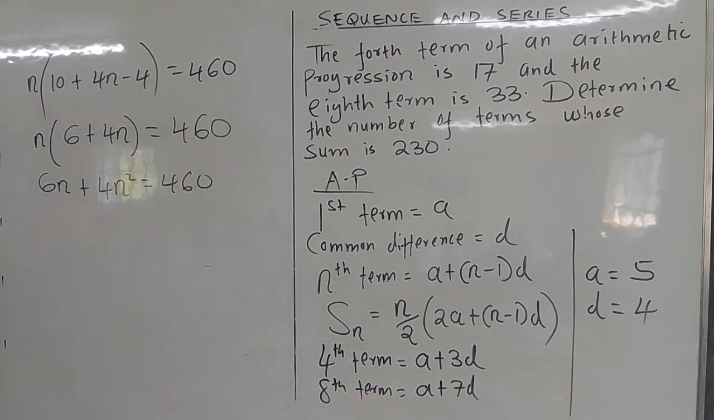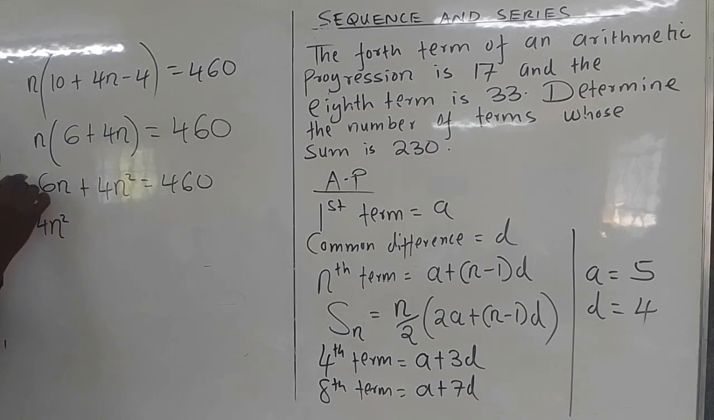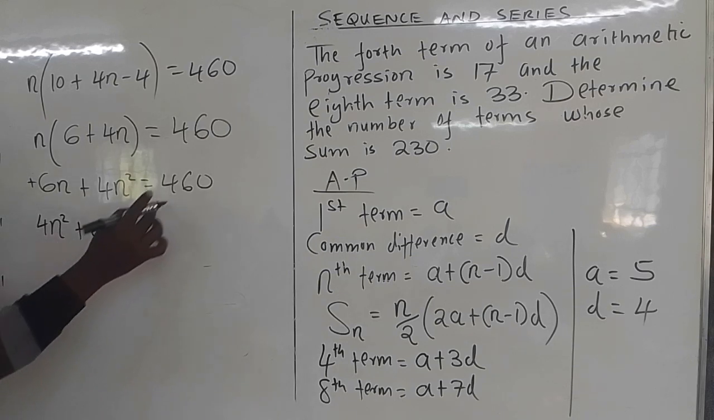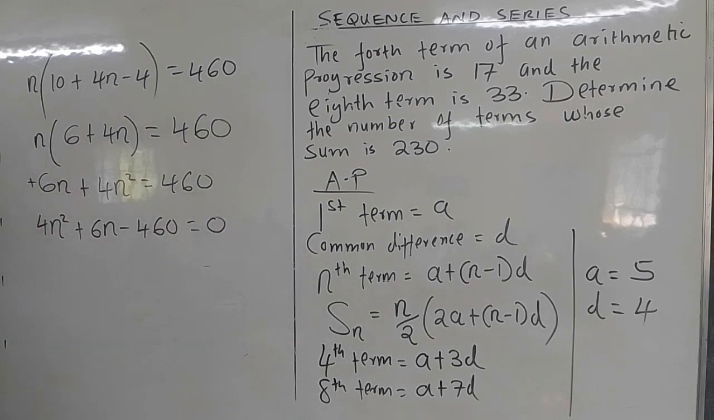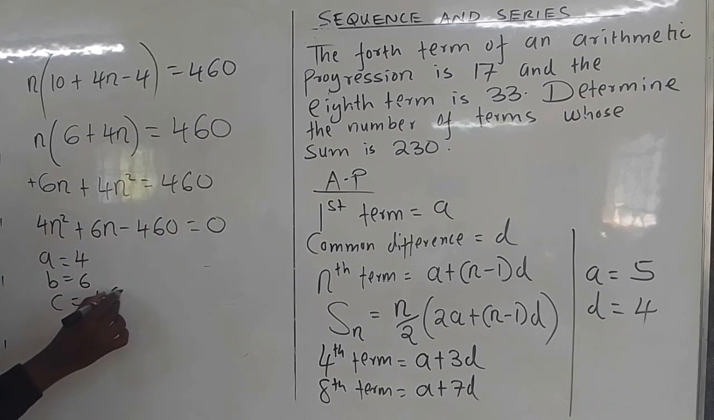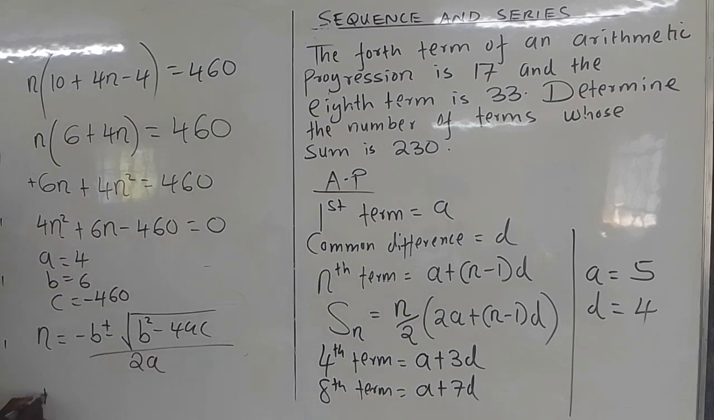So rearrange it in form of a standard quadratic equation, isn't it? Plus 4n squared starts, then followed by positive 6n, isn't it? Then minus 460 coming this side is equals to 0. So we can see our coefficients here. The coefficient A is 4, the coefficient B is positive 6, and the coefficient C is negative 460. So our x is n, isn't it? So when you are solving for n, it is minus b plus or minus square root of b squared minus 4ac over 2a.